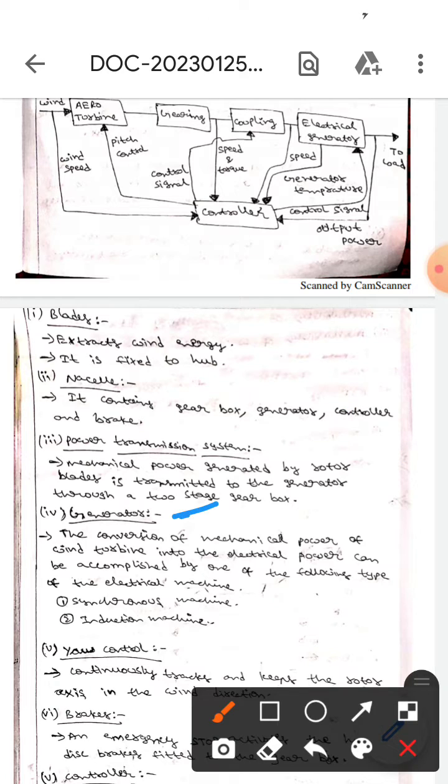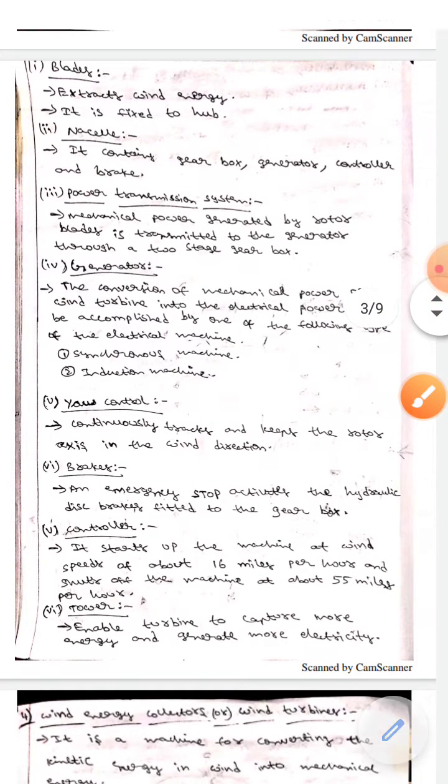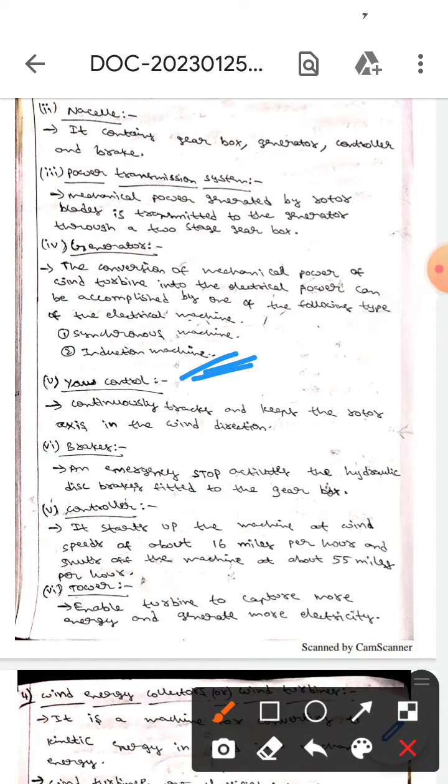The next one is the generator. Here the conversion of mechanical power of the wind turbine into electric power can be accomplished by one of the following types of electric machines. They are either a synchronous machine or an induction machine. The next one is yaw control. Here it continuously tracks and keeps the rotor axis in the wind direction.